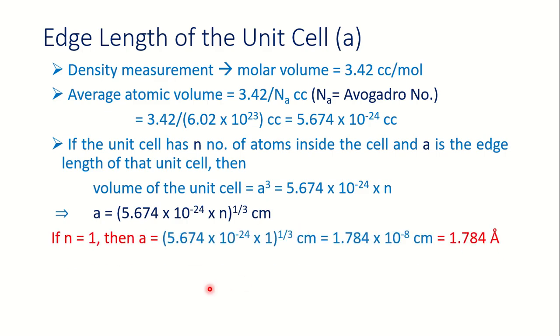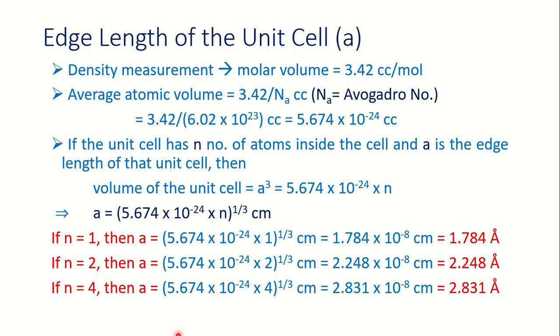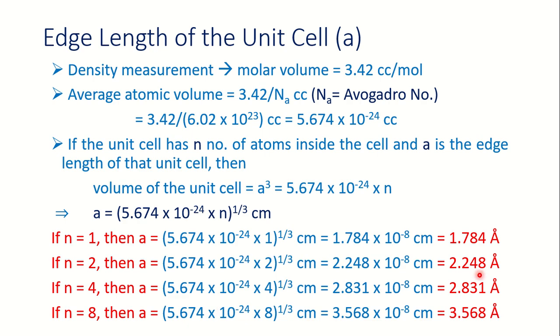So finally, if n equals 1, then a equals (5.674 into 10 to the minus 24 into 1) whole to the power 1/3 centimeter. This value is 1.784 into 10 to the minus 8 centimeter, equal to 1.784 angstrom, because 10 to the minus 8 centimeter equals 1 angstrom. This way, for n equals 2, n equals 4 and n equals 8, these values are obtained.